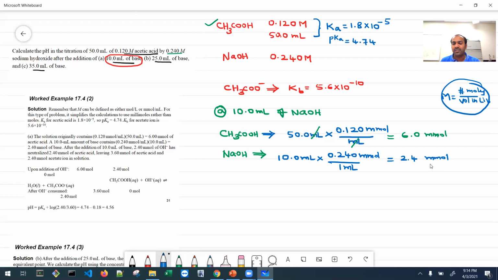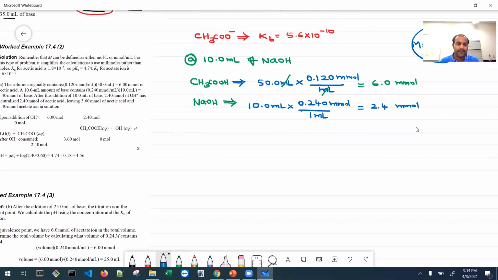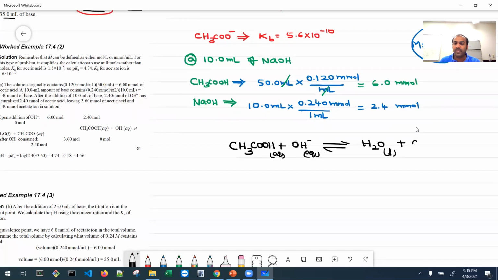So you take 6 millimoles of acid, and you're adding 2.4 millimoles of the base. So the reaction that we have to write is CH3COOH. Here we are adding base, that's why acetic acid will react with that OH minus. So this is aqueous, aqueous, and that gives us water, pure liquid, and then this is acetate ion CH3COO minus aqueous.